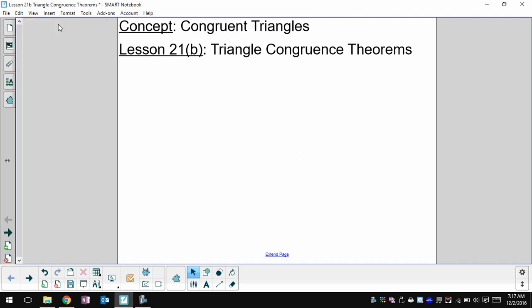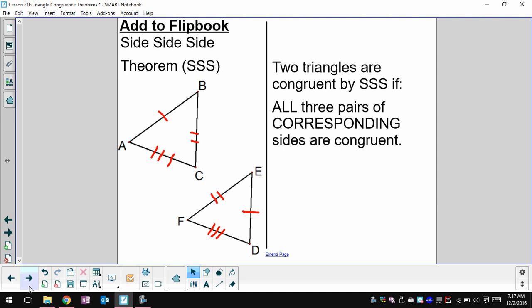Hey y'all, we are going to continue talking about triangle congruence theorems. We got two more today. This time we're dealing a little bit more with the sides of the triangles. So the first one that you should add to your flipbook here is the side-side-side theorem.